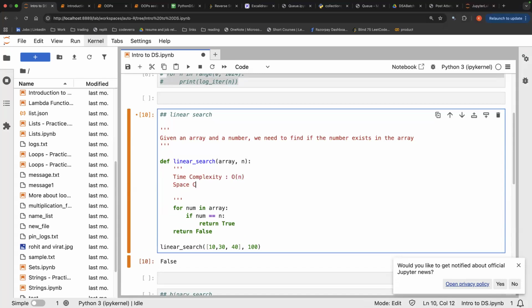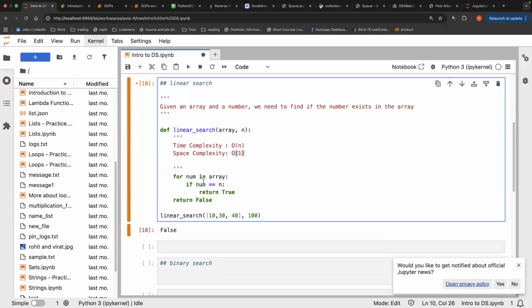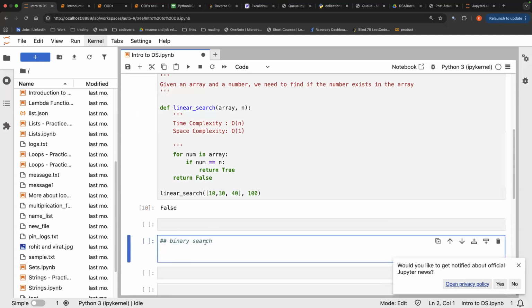What is the space complexity? Always write space and time complexity both. What is space complexity? O of 1 only, we are not using any extra space here. Okay, now same logic we have to write in binary search.